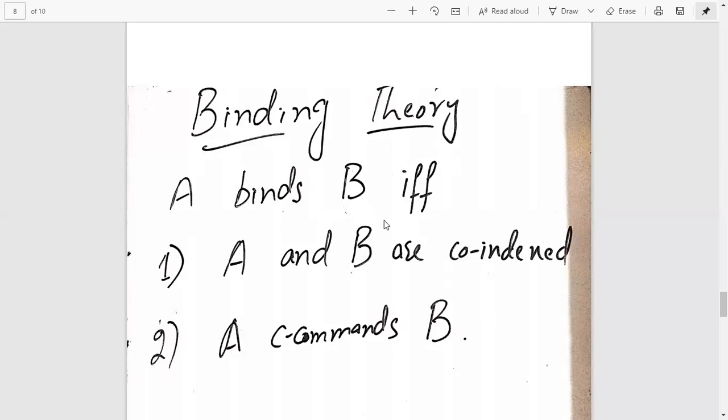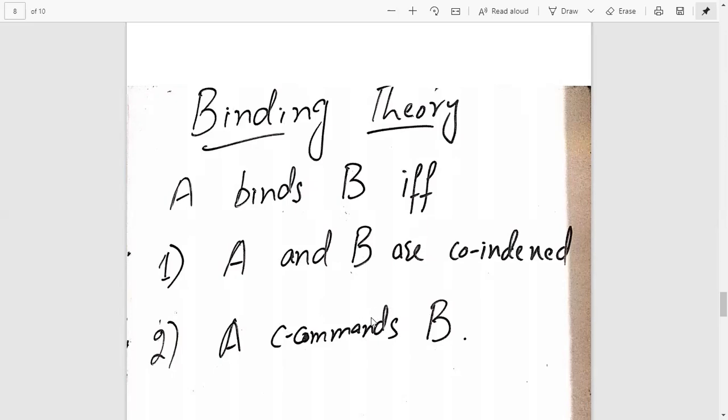So this is the definition in a way. A binds B. When does A bind B? A binds B if and only if, first, A and B are co-indexed, and second, A c-commands B. We have already discussed what c-command is in the previous lecture. You can check it on YouTube as well as on Google Classroom. A and B are co-indexed, first point, and second, A c-commands B.